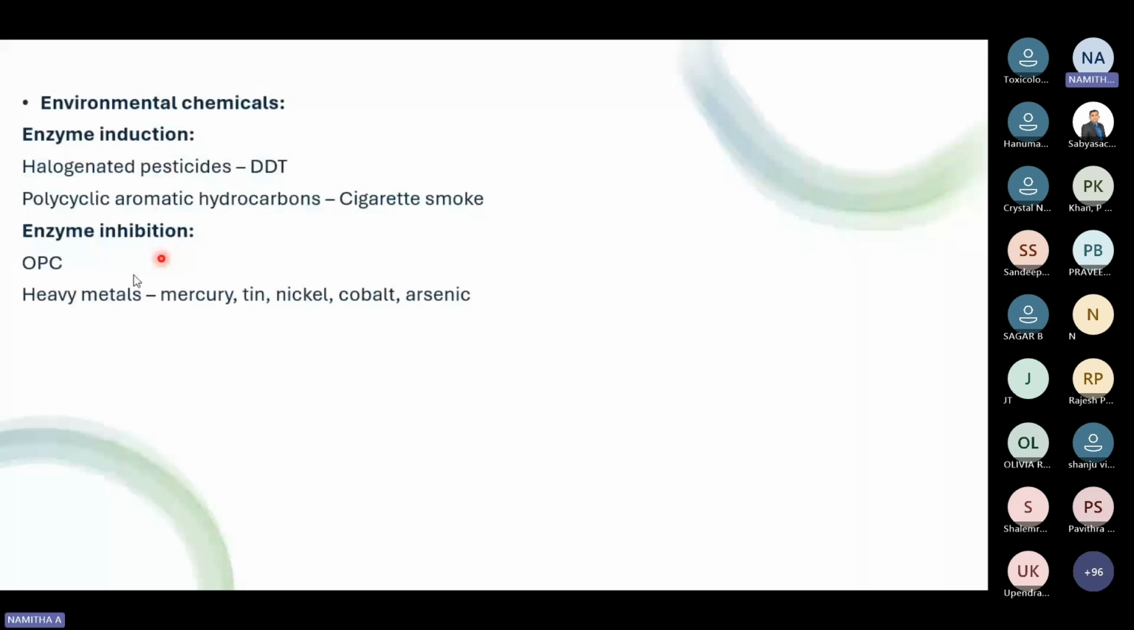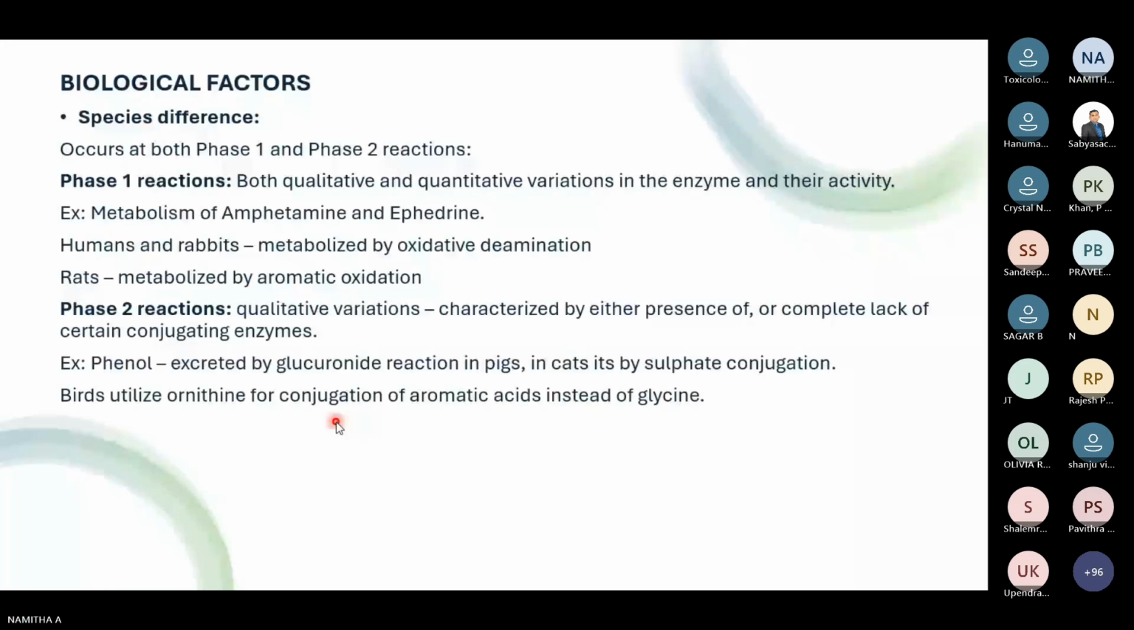Coming to the biological factors, we have species difference. The species difference occurs in both phase 1 and phase 2 reactions. Phase 1 reactions show both quantitative and qualitative variation in the enzyme quantity and their activity. For example, metabolism of amphetamine and ephedrine: in humans and rabbits, it is metabolized by oxidative deamination, while in rats, it is metabolized by aromatic oxidation. Phase 2 reactions show mainly qualitative variation.